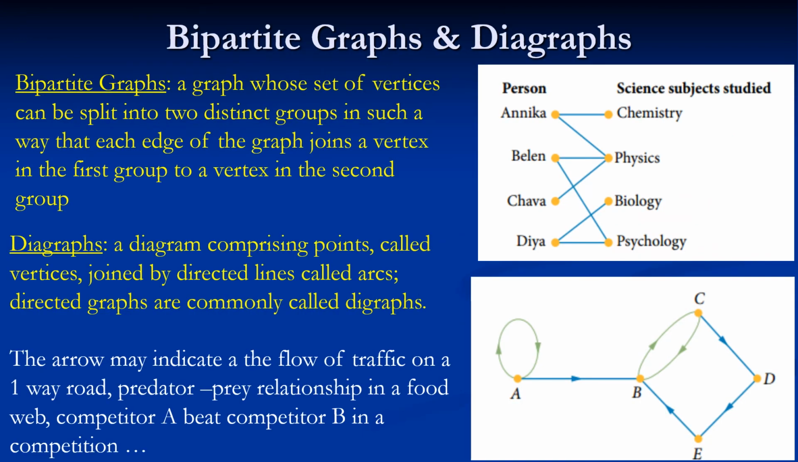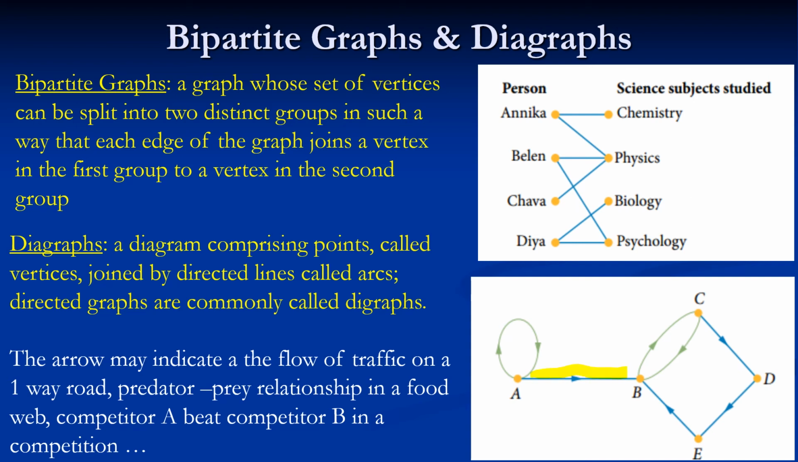We've got some bipartite graphs, and that's a graph whose set of vertices can be split into 2 distinct groups in such a way that each edge of the graph joins a vertex in the first group to a vertex in the second group.